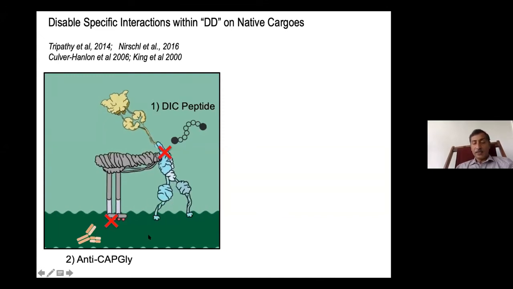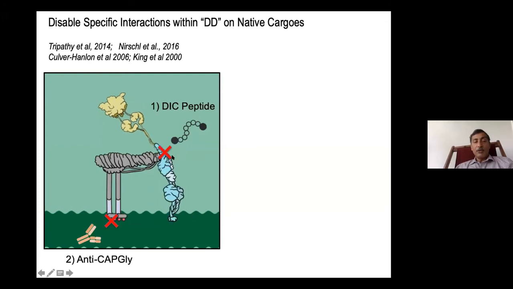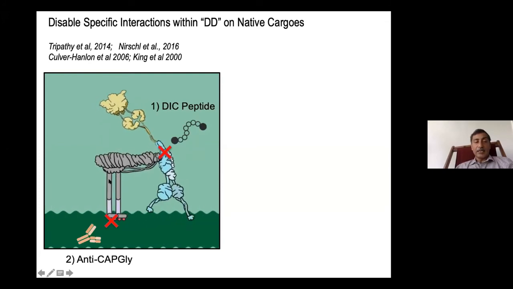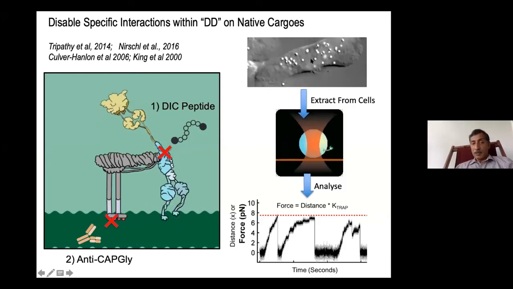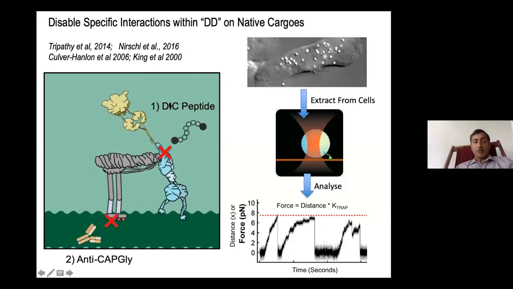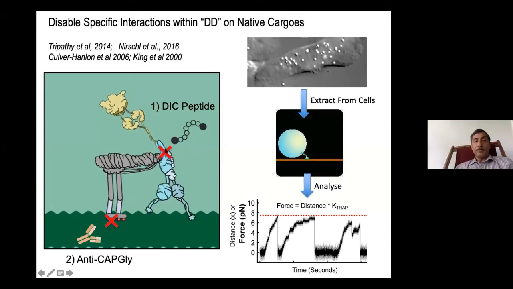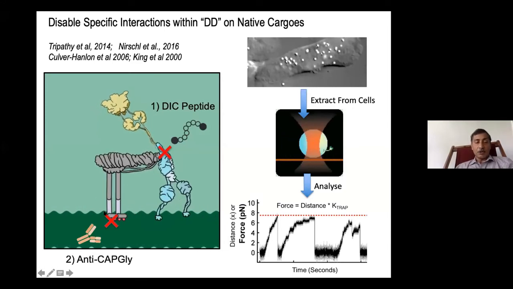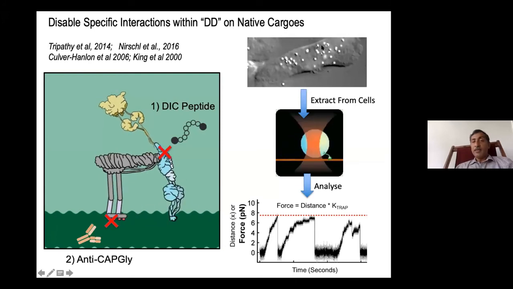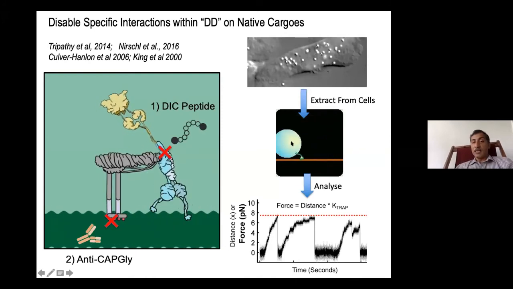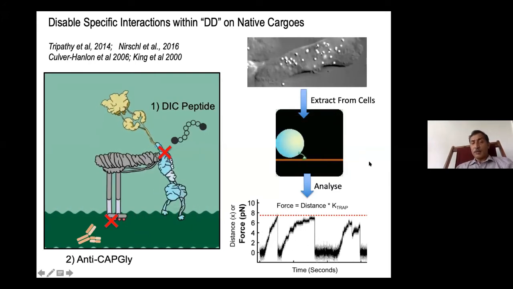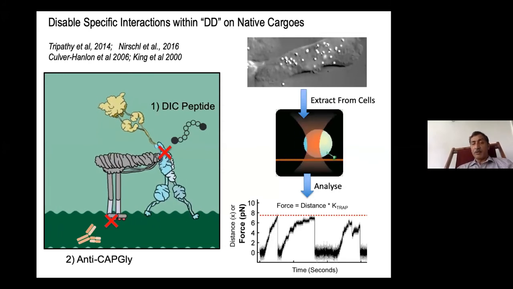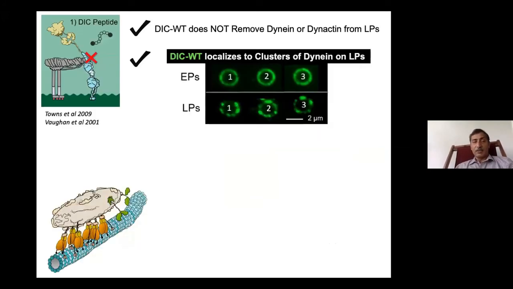And this is very interesting because dynactin is the only known protein associated with dynein that separately and independently binds to the microtubule. So with this kind of situation in mind, where you don't do any perturbation, or you disable this interaction, or you disable this interaction, we extract these phagosomes from the cells and do these assays, the optical trap assays, and analyze this data. Along with this, we do a lot of biochemistry and some lipid membrane reconstitution, which I may not have the chance to go into today.